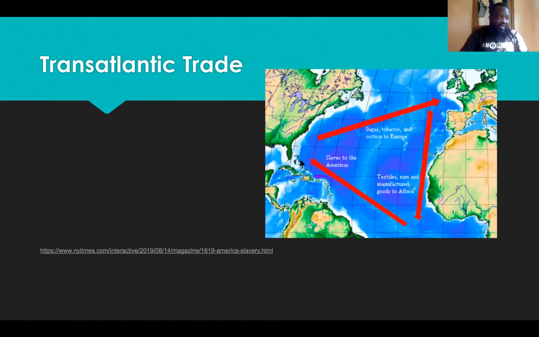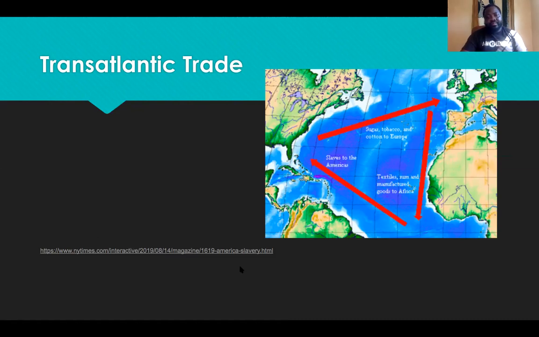Where they would be enslaved and brutalized, and this goes on for a couple hundred years. Then from the Americas, the folks would pick up sugar, tobacco, and cotton. The Europeans would take up sugar, tobacco, and cotton, and then take it to Europe, right? Where it's a very profitable thing. With those profits, they bring textiles, rum, and manufactured goods back to Africa, and so goes the triangular trade. That's what we mean when we talk about the triangular trade, as well as the transatlantic trade.